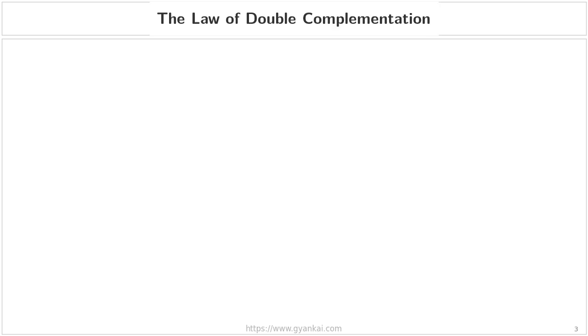The law of double complementation. Now that we have mastered how a set and its complement interact through union and intersection, let's move on to a very intuitive concept, the law of double complementation. Symbolically, we express this law as A prime inside another set of parentheses, prime, equals A. In simpler terms, the complement of a complement brings you right back to where you started.